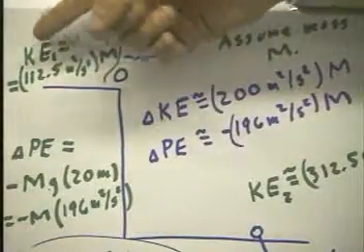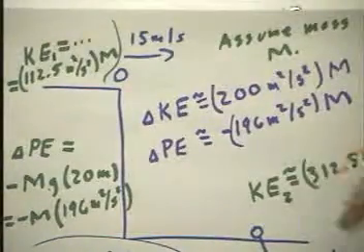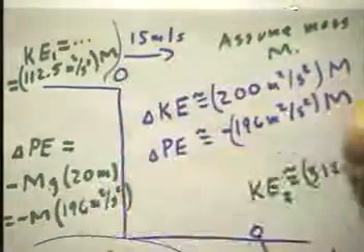Now we start with the kinetic energy. Usually we use KE0. For some reason here I decided to use KE1, because I guess 1 and 2, we're going to have a kinetic energy here and a kinetic energy here, and we're going to have a change in potential energy.